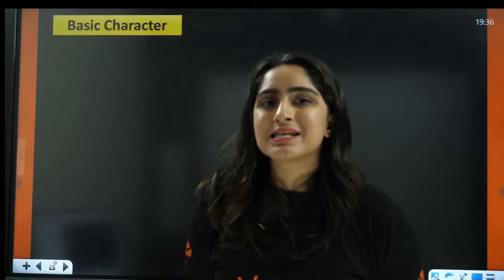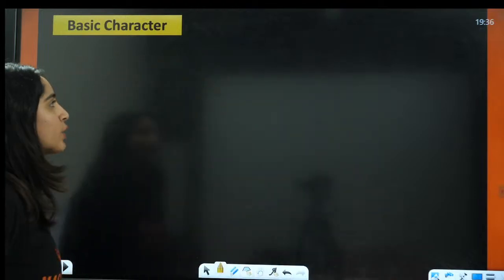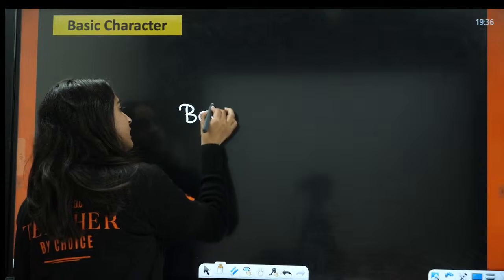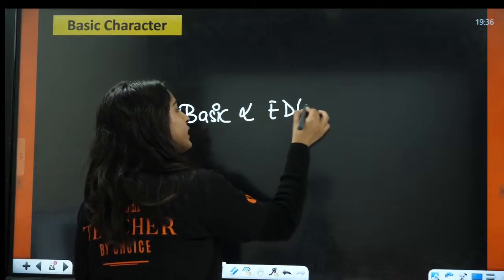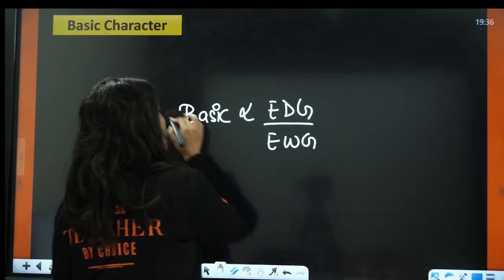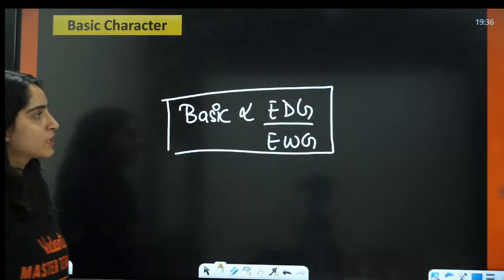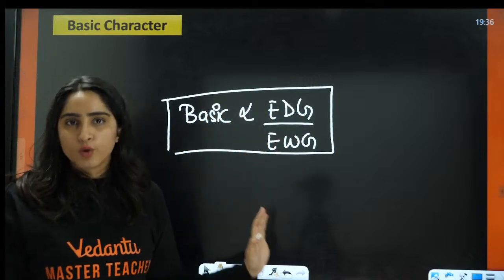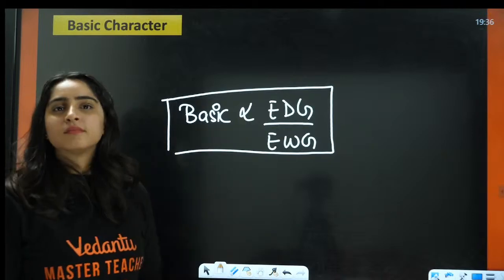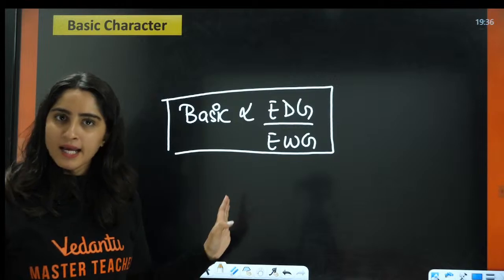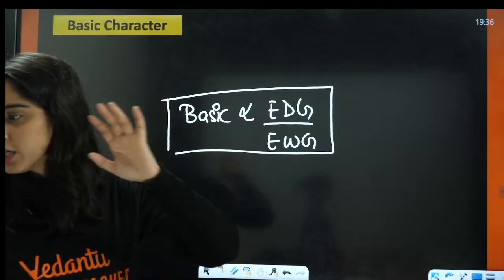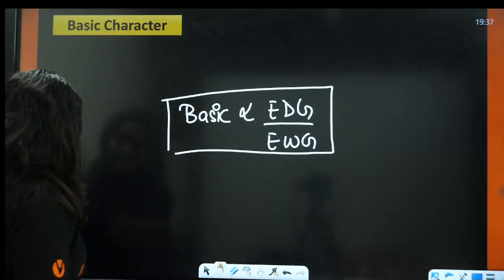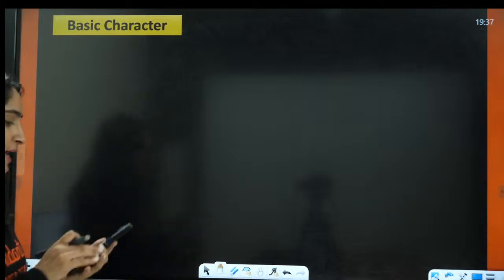Now we are going to do the basic strength. As you all know, basic strength is directly proportional to electron donating groups and inversely proportional to electron withdrawing groups. D for Diksha ma'am and D for basic. Basic means blue. Blue means good. Water is good for us. So, basic strength is directly proportional to electron donating groups.